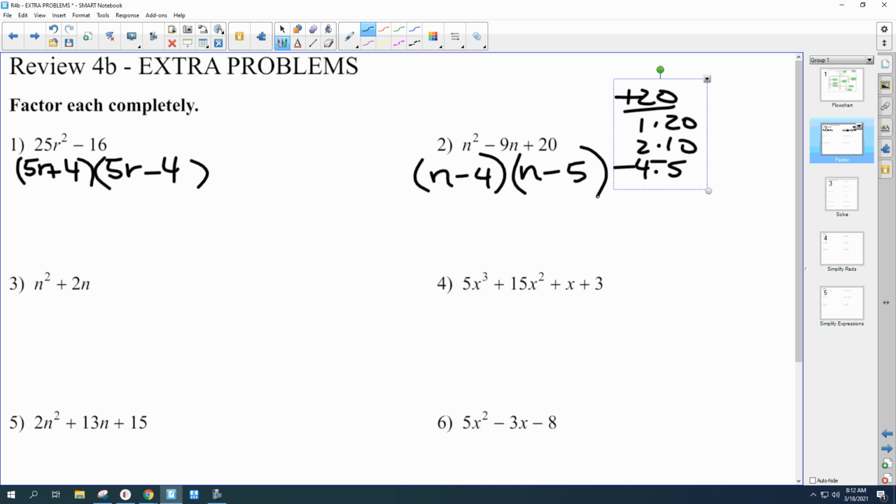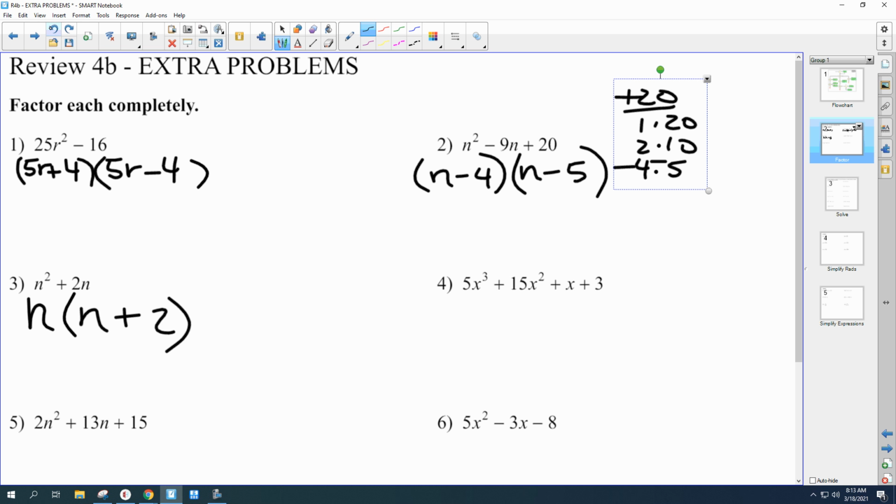Next problem, is there a GCF? Well, yeah, there is. Both of those terms have an n in it. Don't forget to look for a GCF. That's a very common mistake. People forget all about that. If you take out an n, think about it as reverse distributive property. N times n would give me n squared, plus n times 2 would give me 2n. There we go, that's factored. Factors means written as a multiplication problem.